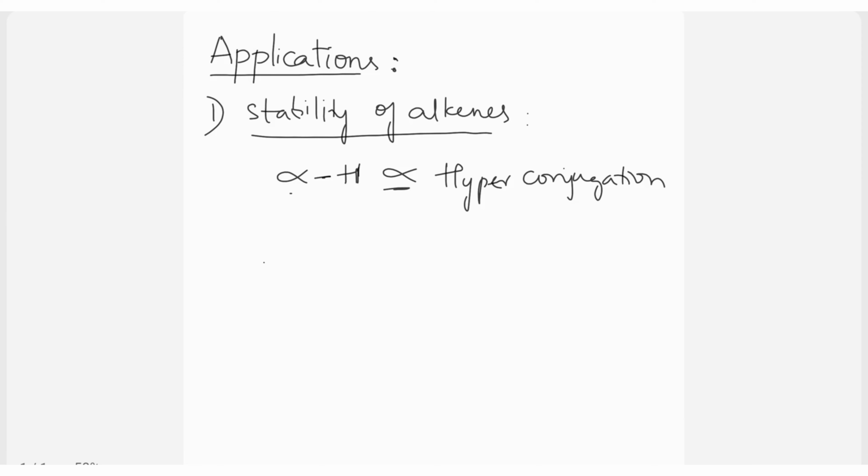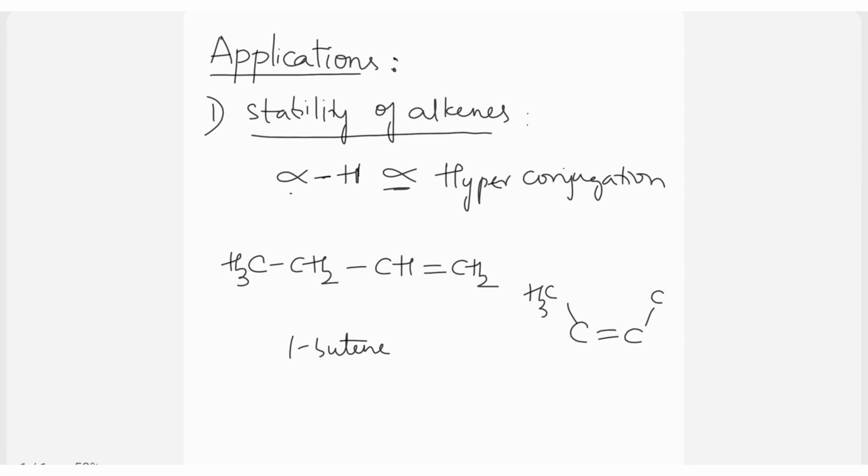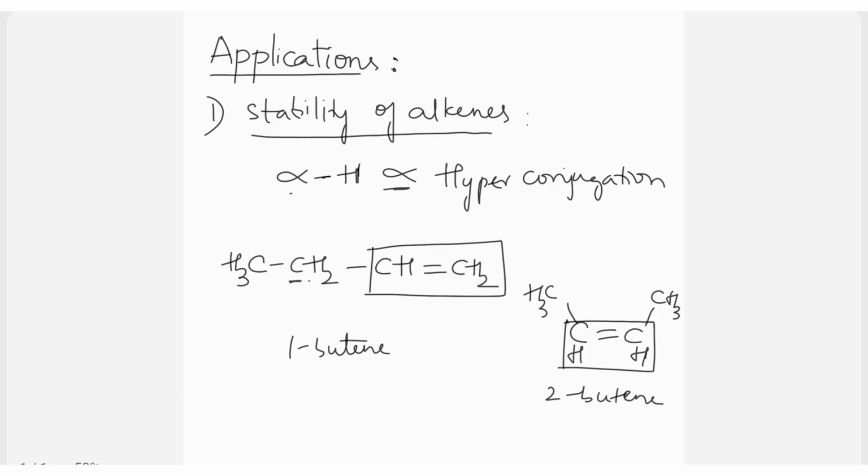So we have 1-butene, that is CH3-CH2-CH=CH2, and we have 2-butene, that is CH3-CH=CH-CH3. We need to fill the valency. This is 2-butene and that is 1-butene. First we need to look at the double bond. Here is our double bond, we have spotted it. Now we need to look at the alpha carbon. Whatever carbon is directly attached to the double bond is your alpha carbon.